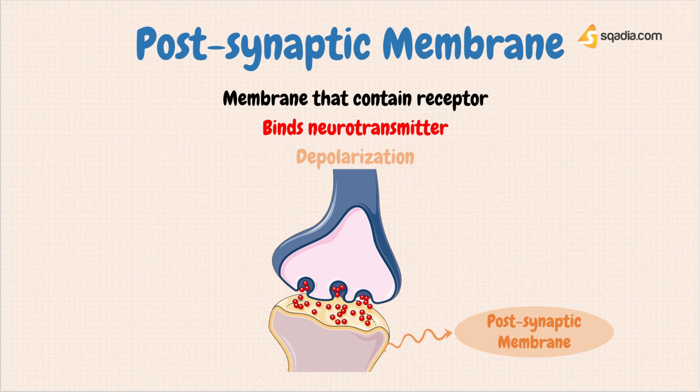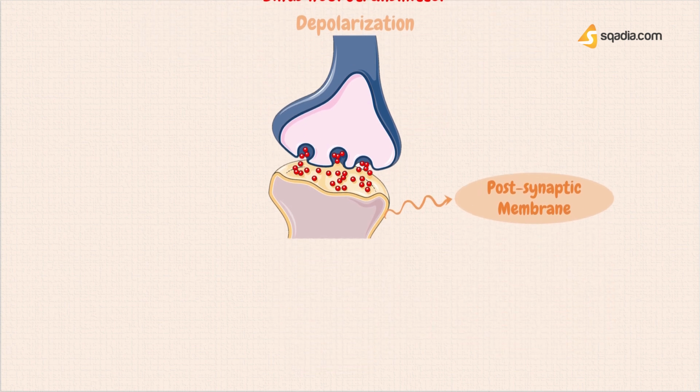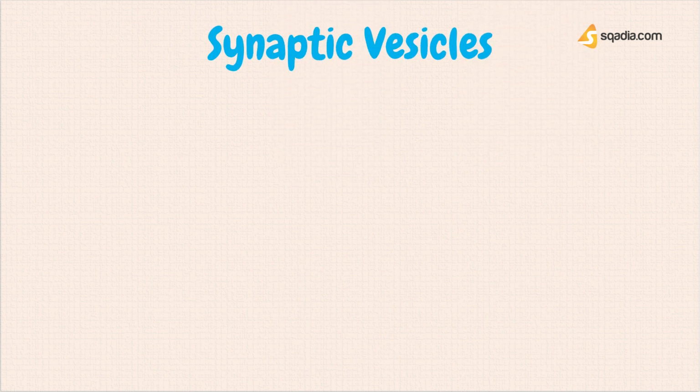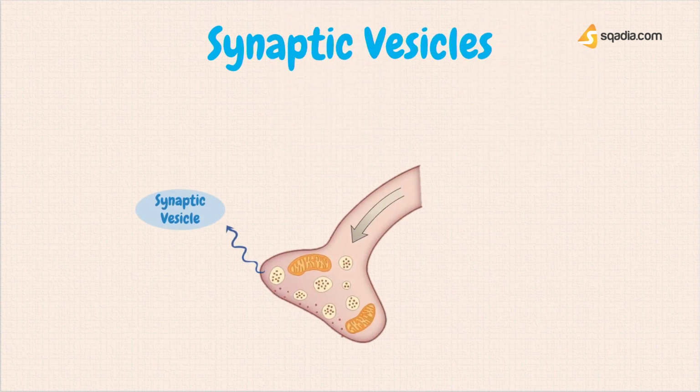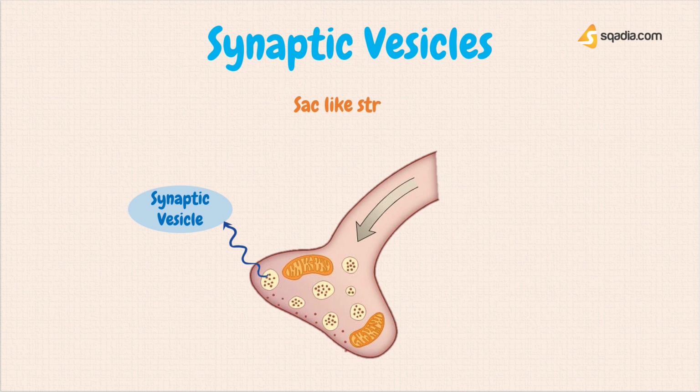By now, we all know that neurotransmitters are released, and so the nerve impulses travel. But the structures in which neurotransmitters are stored are called synaptic vesicles. These vesicles are sac-like structures that hold the neurotransmitters and release them when required.